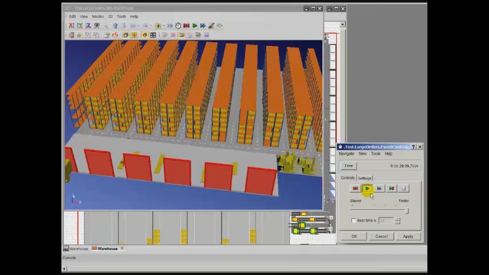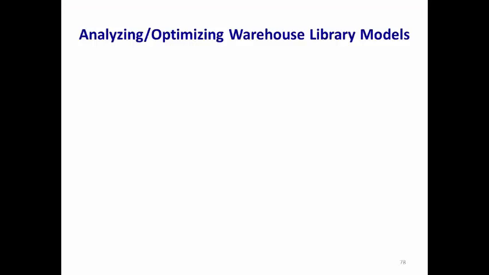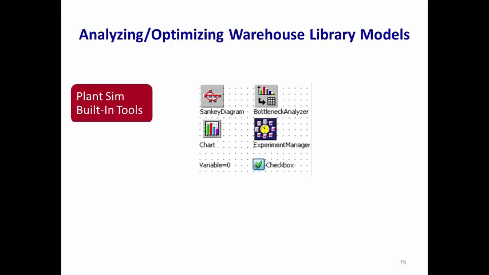Okay, our next topic is wrap-up. As you probably know, discrete event simulation tools like PlantSim let you analyze your facility, including locating bottlenecks and playing what-if games to optimize it. Since the warehousing and logistics library runs under PlantSim, you have the full suite of PlantSim's powerful analysis tools available, including the Sankey diagram, where flow is indicated by the thickness of lines, bottleneck analyzer, charts, and experiment manager.